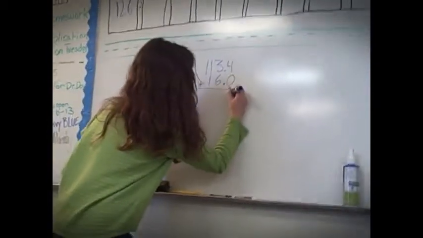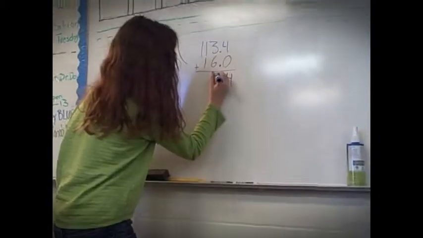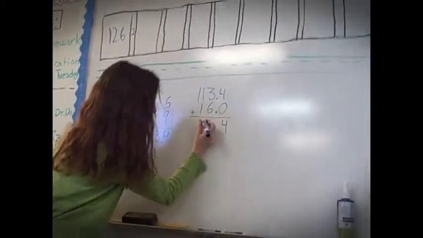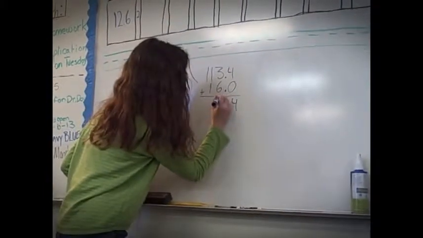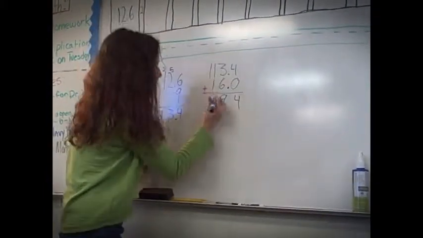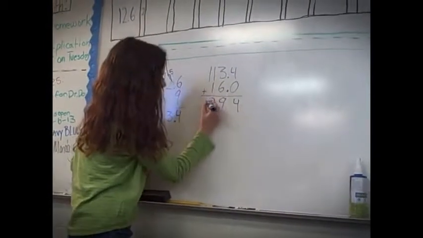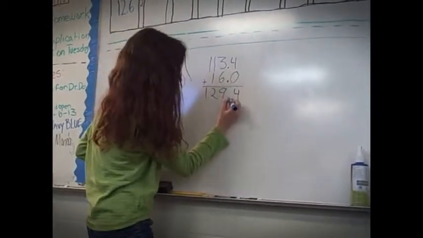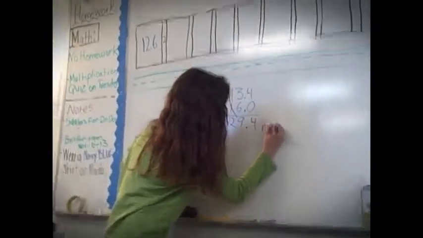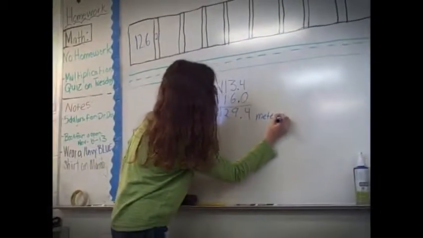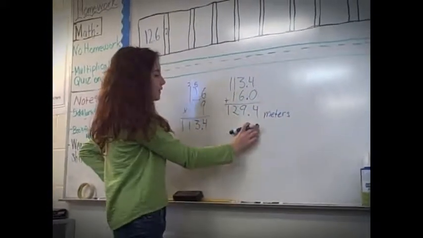4 plus 0 is 4. 3 plus 6 equals 9. 1 plus 1, 2, not 6. Sorry, who wrote that wrong? 1 plus 1 equals 2, and 1 plus 0 equals 1, and then my decimal comes straight down. So my final answer was 129 and 4/10 meters.